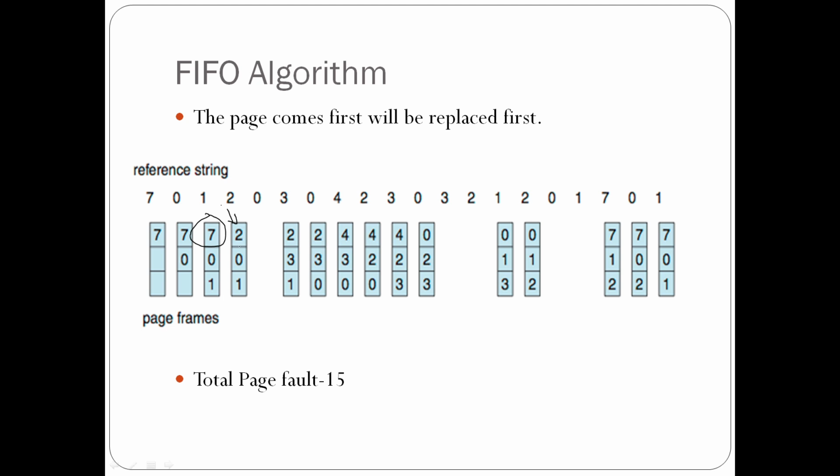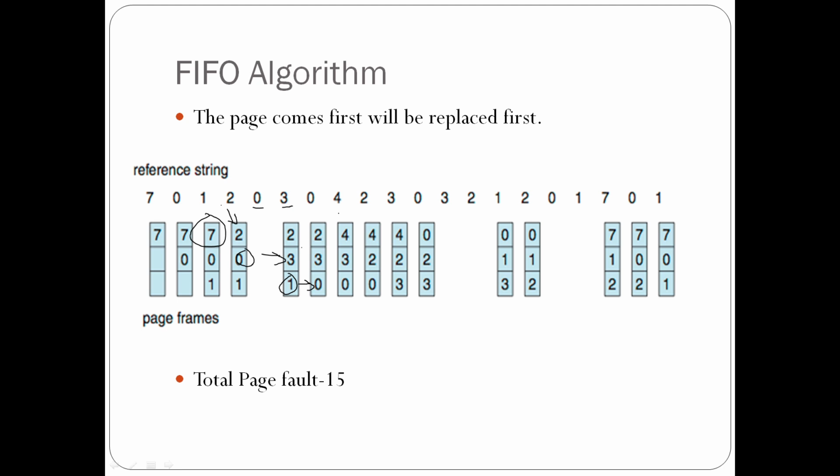Then the next string is 0. 0 is already available, so it is a page hit. The next string is 3. The page that came first here is 0, so 0 will be replaced by 3. The next string is 0. Again the page that came first is 1, so 1 is replaced by 0.